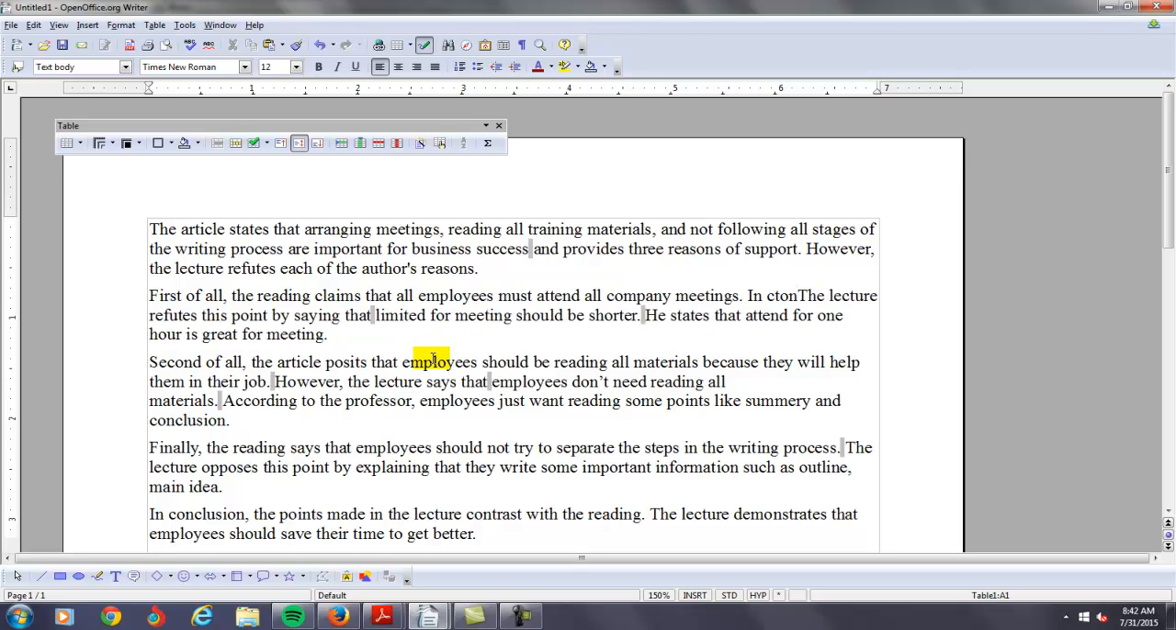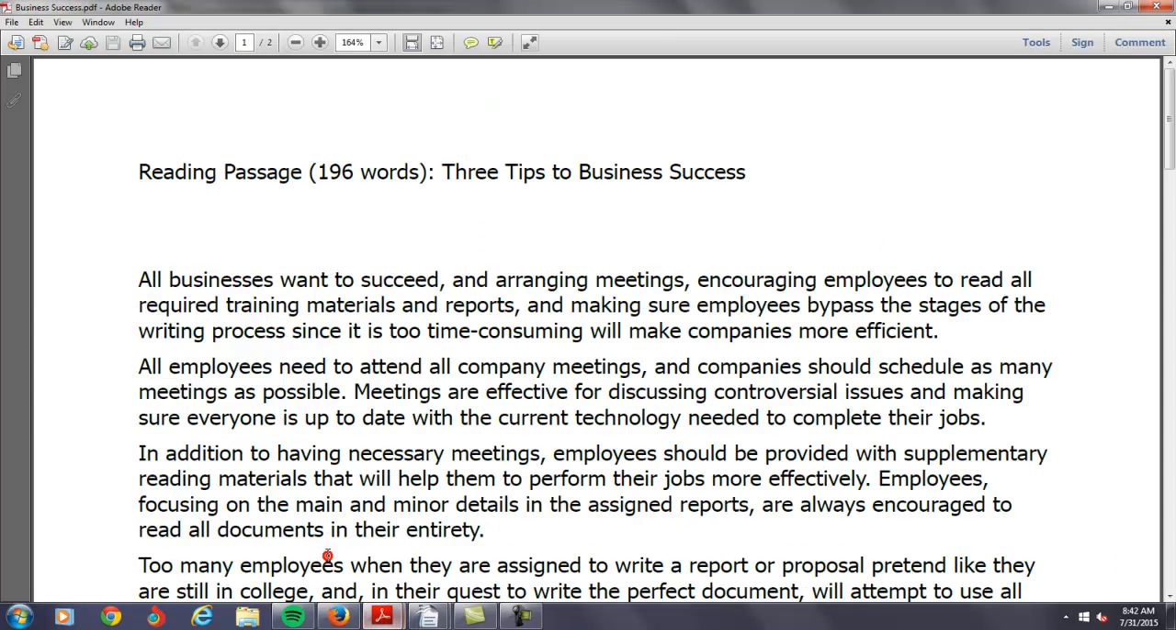Now, because the lecture is different, I think it's important to use a word like this. So in contrast, the lecture refutes this point by saying, so the other thing here, though, I don't think you're done with the reading passage. So why does the reading claim that employees must attend all company meetings? Now, you don't have to explain everything in the reading passage when you're summarizing, but you should include at least a major point with a major support point. So the main point is, I agree with you, is to attend all meetings. But the support point is why.